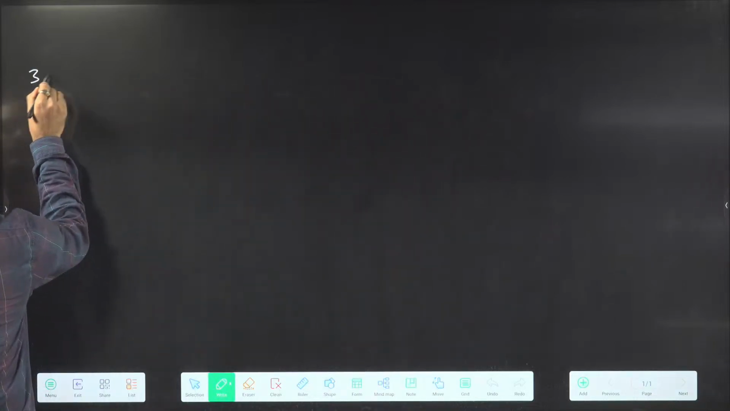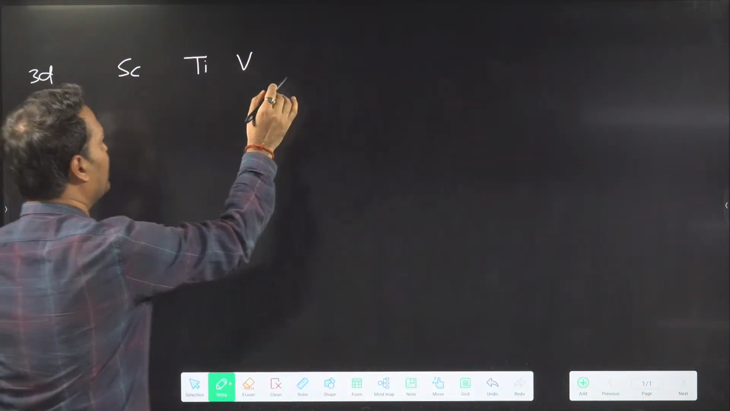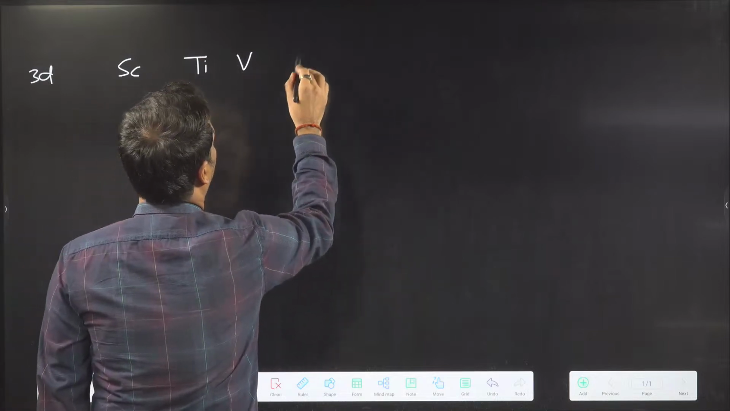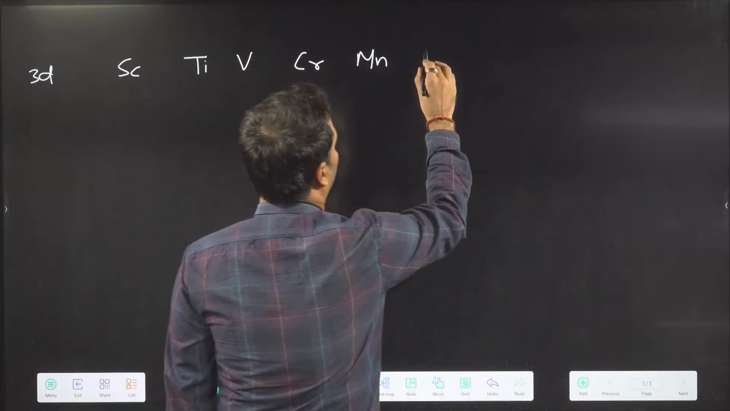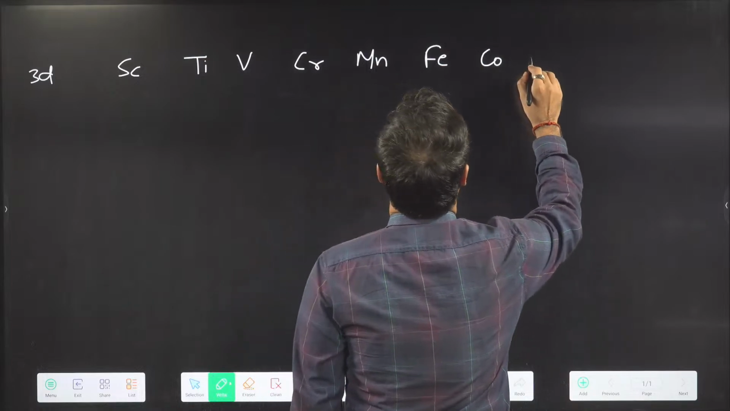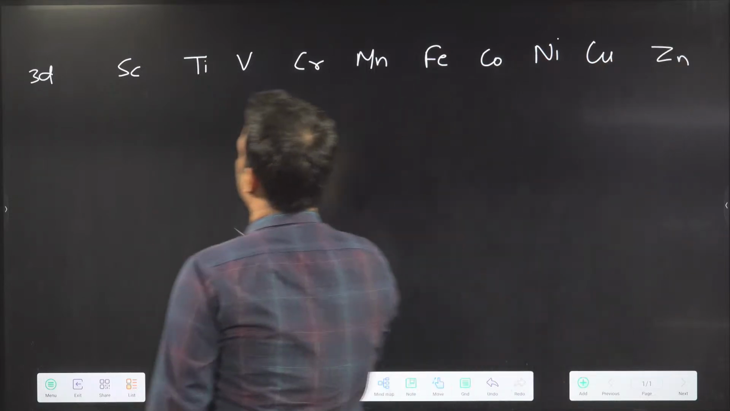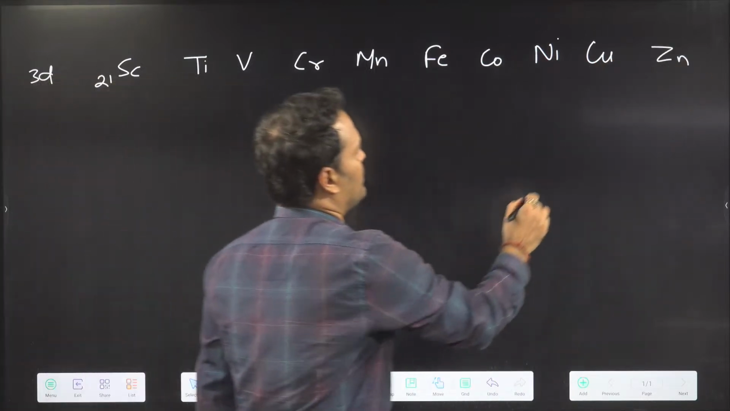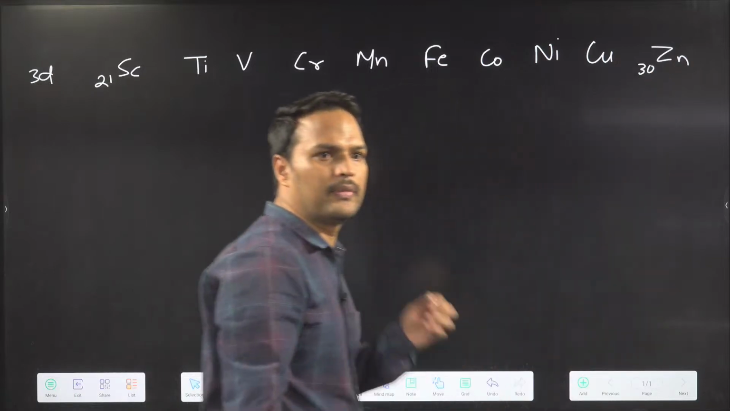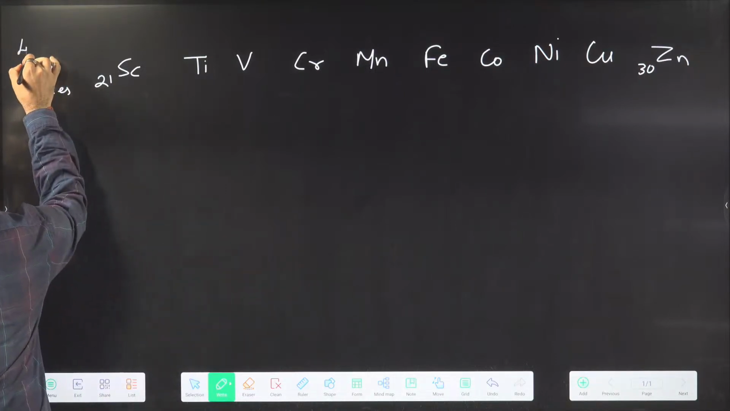We have to start with the D block. In the last class, we have written the 3D series: scandium, titanium, vanadium, chromium, manganese, iron, cobalt, nickel, copper, zinc. This was starting from 21 and this is your 30. This was your 3D series and the fourth period.